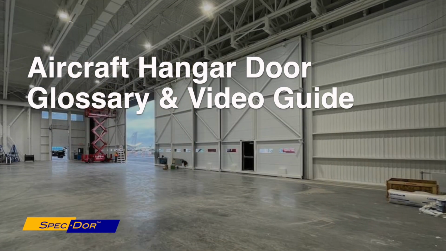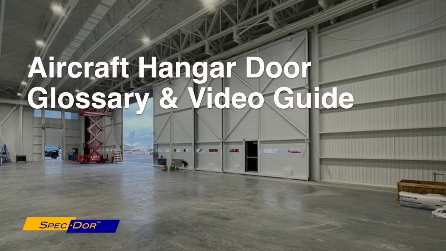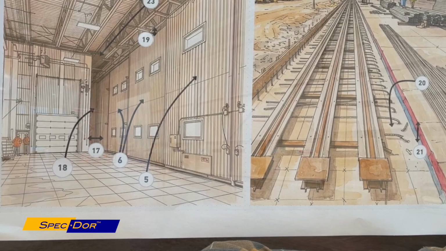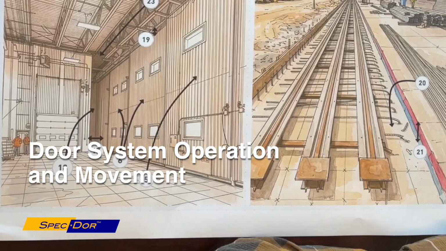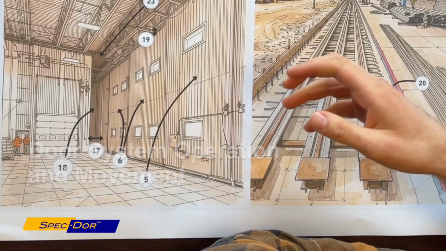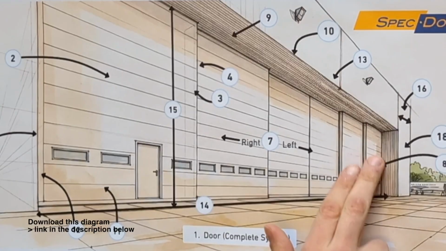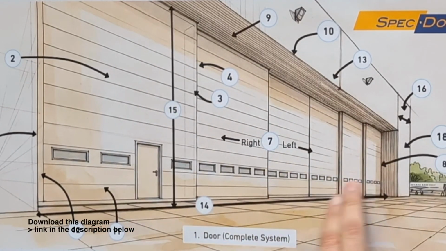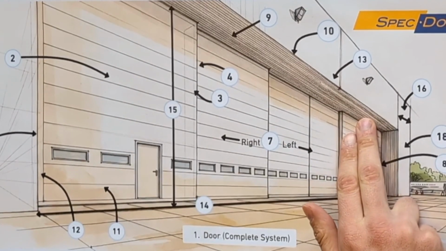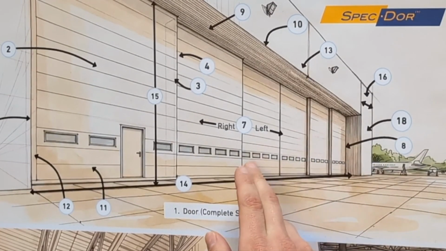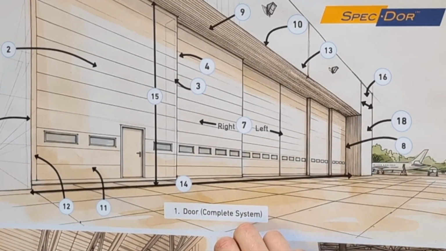I'm one of the design engineers, and I'm going to walk you through some of the parts on a hangar door and how to correctly identify them. Door system operation and movement. The door is the entire system. It's not any of these individual panels, it is the assembly of all these panels with the bottom rails and the top tracks. This is made up of these door sections, door leaves, door blades, all interchangeable terms.